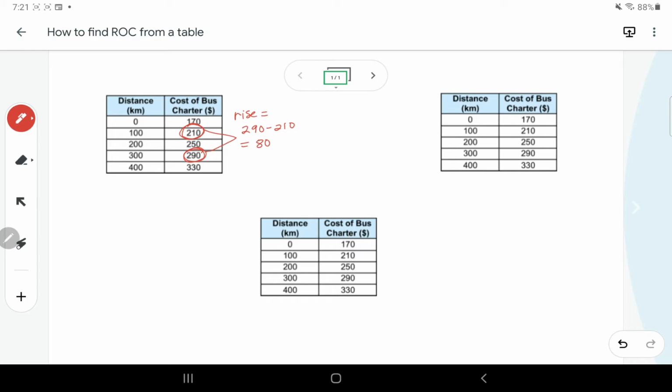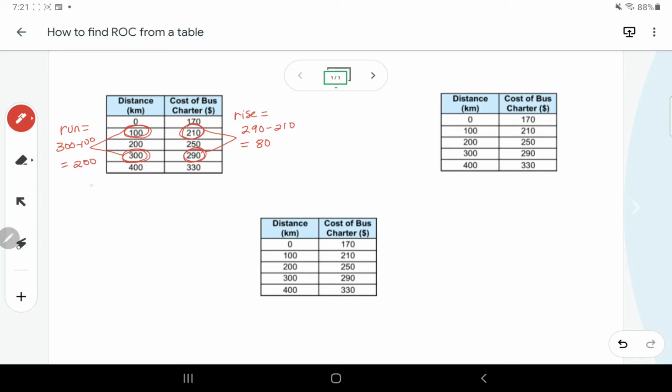Now, once you pick the rise side, you have to pick the matching ones for the run. So now I could not go and pick like, oh, I'll take 0 and 400. No way. You have to pick the same ones that match up, like directly across from the ones you picked for the rise. So I need to pick now the 100 and the 300. So my run is 300 take away 100, which is 200.